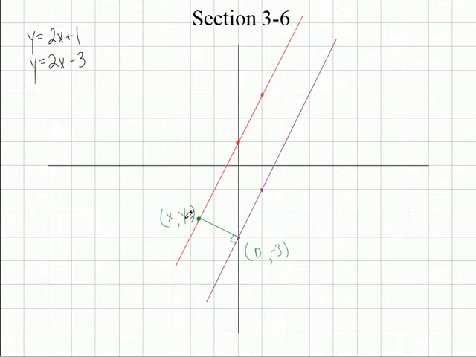All right, so anyway, let's take a look. So what do I know about this purple line? I know the what?